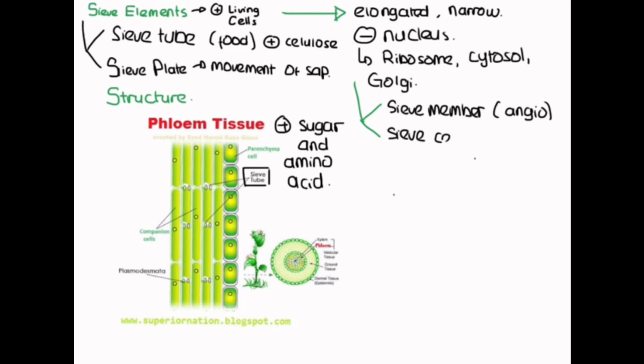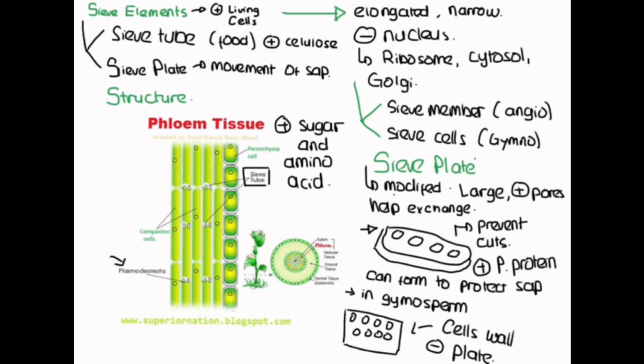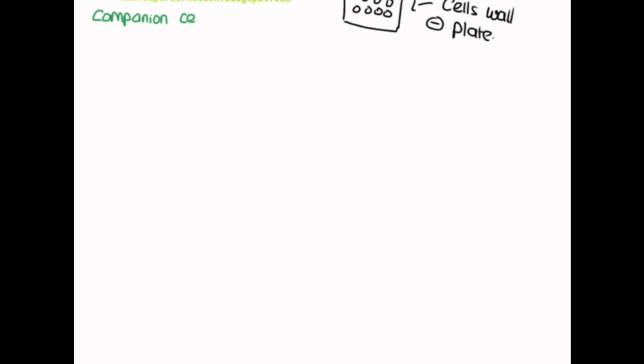There are two types of sieve elements: the sieve member, which is found in angiosperms, and the more primitive sieve cells, which are associated with gymnosperms. Both are derived from a common mother cell form, the companion cells. Each sieve element cell is usually closely associated with a companion cell in angiosperms and an albuminous cell or Strasburger cell in gymnosperms.